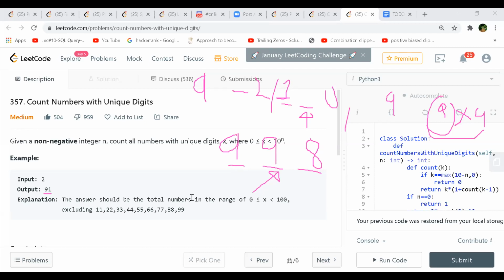Actually, it'll be 9 into 9 into 8, plus 9 into 9, plus 9, plus 1, which is 739. So if n is equal to 3, the answer is 739. Yeah, so what you did is right. So 998 for the 3-digit, 99 for the 2-digit, 9 for the single digit, and plus 1 for 0. So that we'll have to keep doing.